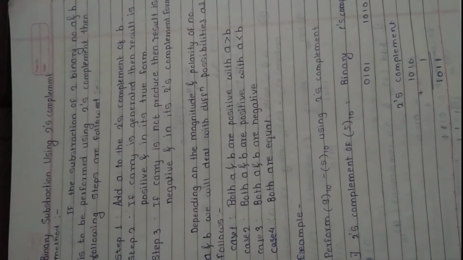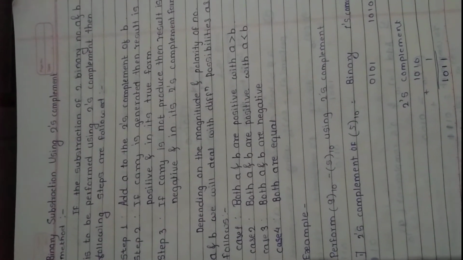Hello students, today we study the next point, binary subtraction using the 2's complement method. If the subtraction of two binary numbers A and B is to be performed using the 2's complement method, then these are the steps. At the first step, add A with the 2's complement of B, the second number.